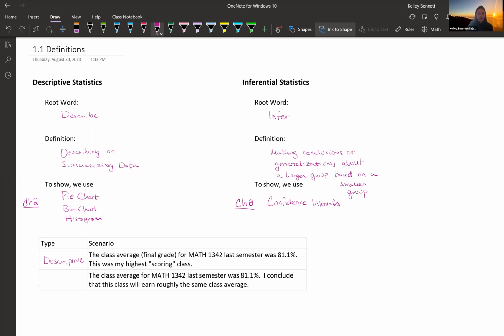In the second scenario, the class average for Math 1342 last semester was 81.1%. I conclude that this class, your class, will earn roughly the same class average. So now I'm predicting or making a generalization or conclusion about you, but I don't have your final grade information. I haven't measured anything about this particular group of students, your class. So this is going to be inferential.